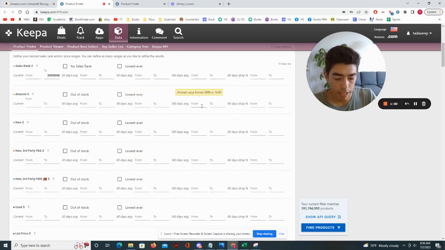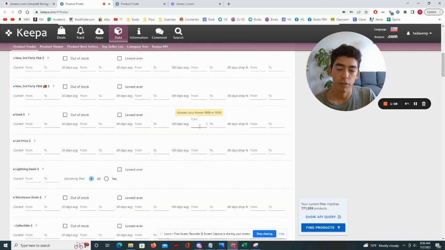Now, on Amazon, I want the new price to be at least $125, and I want the third-party new price to be at least $95. And for the used price, I want there to be an average, 180-day average, where the book price is between $40 and $60. Again, these are kind of just arbitrary numbers that you could change on your own.